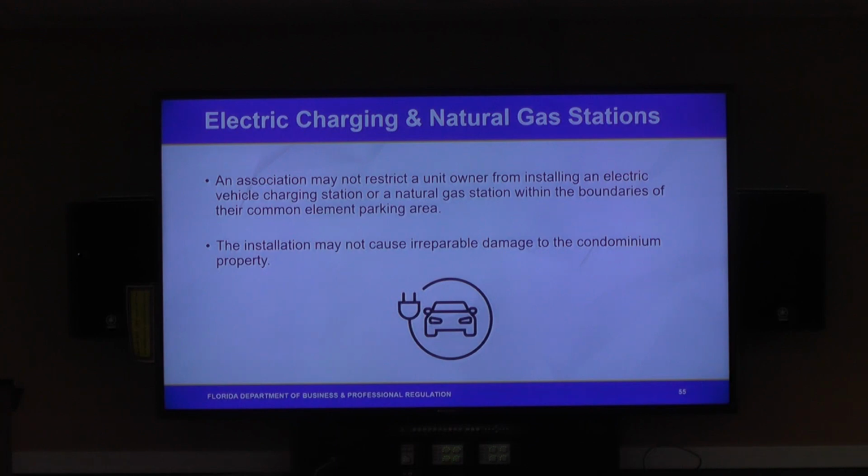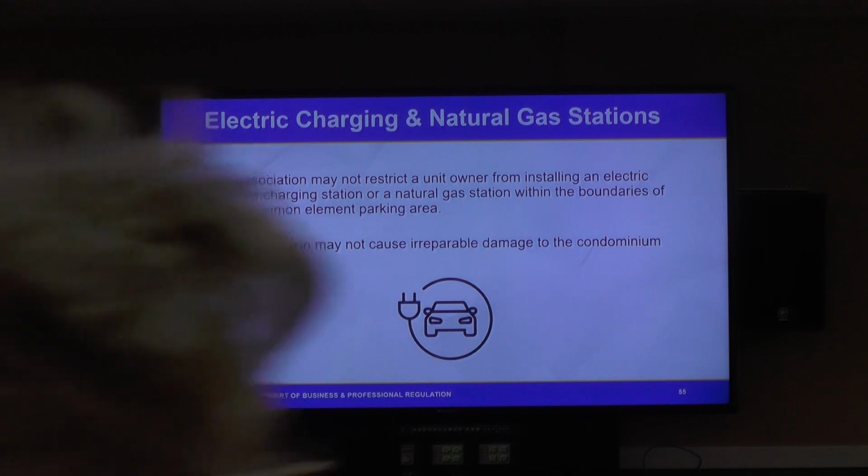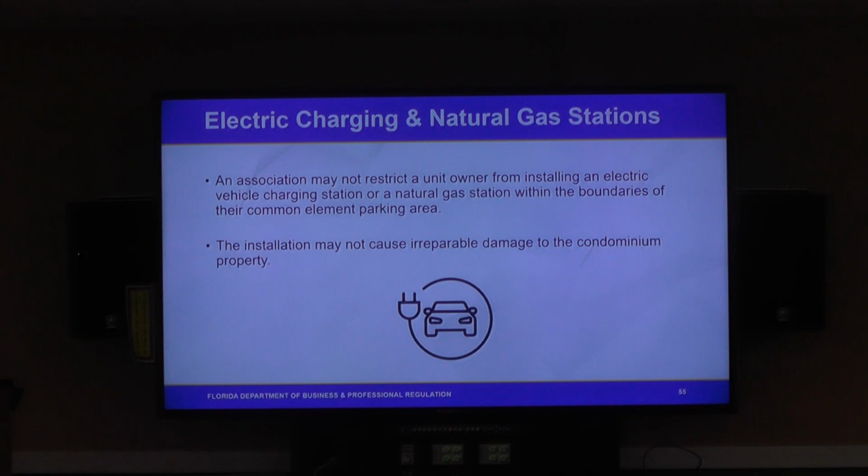Unit owner install electric vehicle natural gas station. An association might not restrict a unit owner from installing an electric vehicle charging station or natural gas station within the boundary of their common elements parking area. The installation may not cause irreparable damage to the condominium property, and the association may require the unit owner to comply with a list of requirements as stated in the statute. The cost of installing, maintaining, or removing the station must be paid by the unit owner, who is responsible for complying with all federal, state, or local law and regulation.